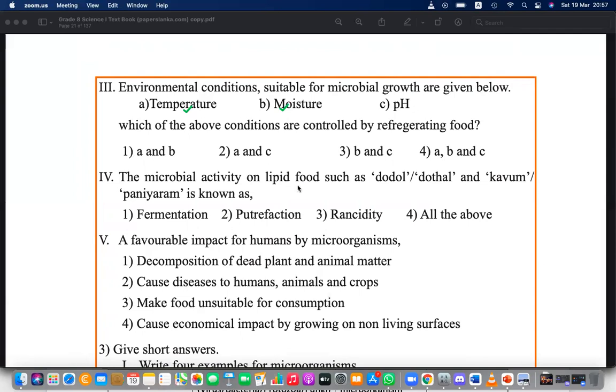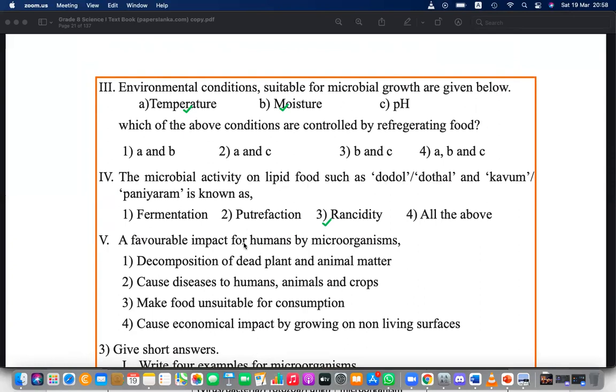Microbial activity on lipid foods such as dodol and paniyaram. Paniyaram is a Tamil word, I guess. So dodol, paniyaram, kaum are all high lipid foods. What will happen to this high lipid food? Rancidity. Yes, it's rancidity. The taste changes, right? So rancidity can happen.